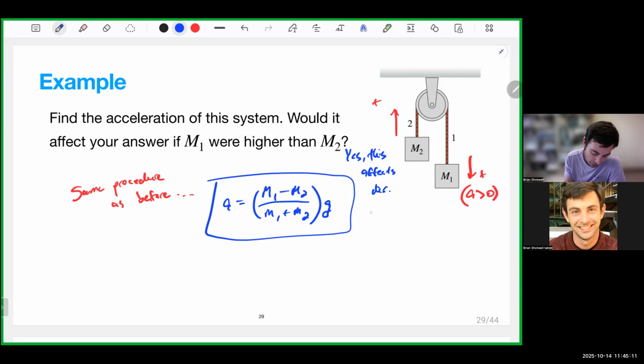And in terms of our answer, A would be negative. So in other words, our answer still applies whether M1 is bigger or smaller than M2. But we have to go back and reinterpret our answer based on those two different cases. So if M1 is bigger than M2, acceleration is positive, means M1 moves down, M2 moves up.